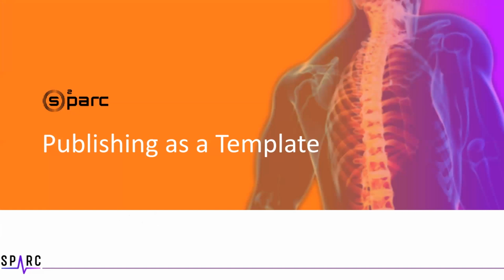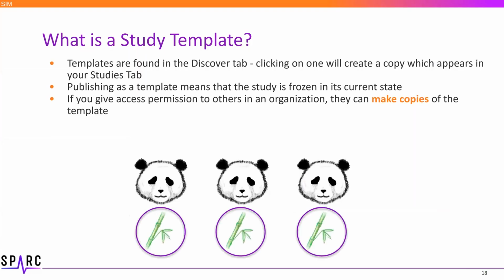Next, we'll cover how to share a study as a template study. First, we'll cover what a study template is. So templates are found in the Discover tab. They are essentially studies, and clicking on one will create a copy of that study, which then appears in your Studies tab. Publishing as a template means that that study is frozen in its current state. So anything that is as is will be inside of the template.